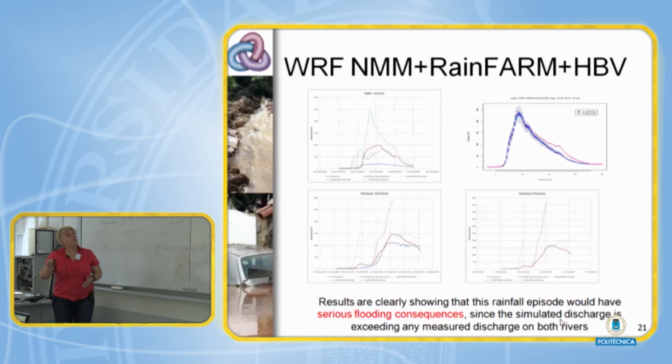Here are the results for the first catchment that was on the map. This is the River Kolubara, and this is the output from RainFARM. Those 100 ensemble members were run, HBV was run with all of them, and here are the results. The results clearly show that this rainfall episode would have serious flooding consequences, since the simulated discharge exceeds any measured discharge on both rivers.